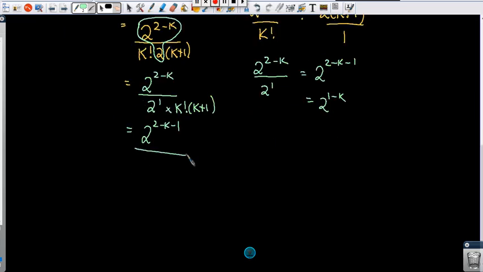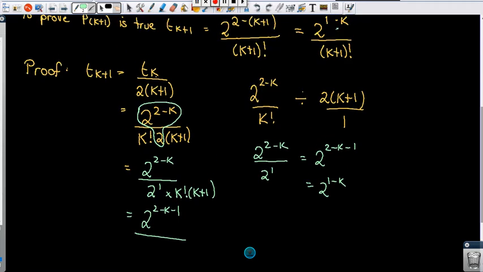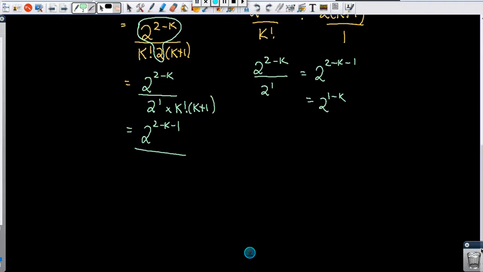What do I want the denominator to be, please, Liam? K plus 1 factorial. Now I've got k factorial times k plus 1. That is k plus 1 factorial. Why? Think about it. It's timesing the next term. So remember, if I've got 5 factorial, which is 1 times 2 times 3 times 4 times 5, and then I'm timesing by 6, isn't that then 6 factorial?